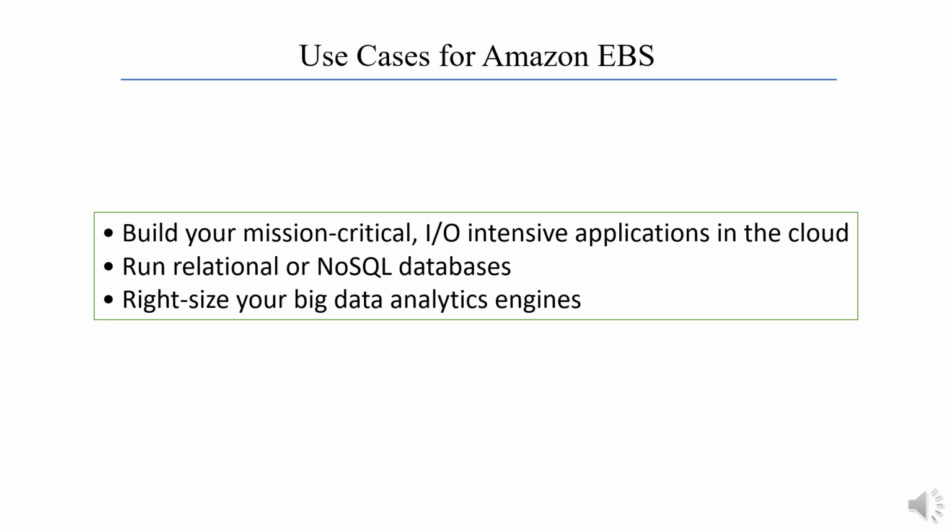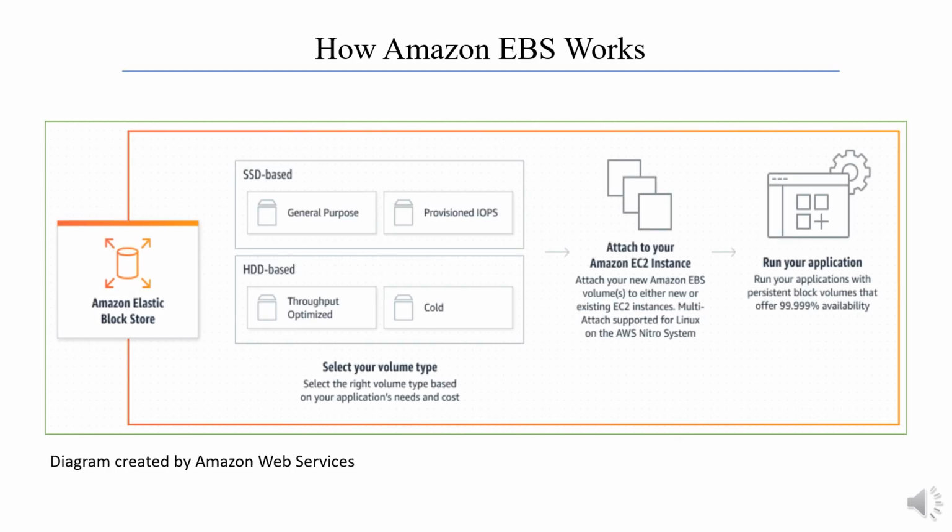Right-size your big data analytics engines. Easily resize clusters for big data analytics engines such as Hadoop and Spark, and freely detach and reattach volumes. Let us see how Amazon Elastic Block Store, Amazon EBS, works in an application environment. Amazon EBS is an easy-to-use, scalable, high-performance block storage service designed for Amazon Elastic Compute Cloud, Amazon EC2.